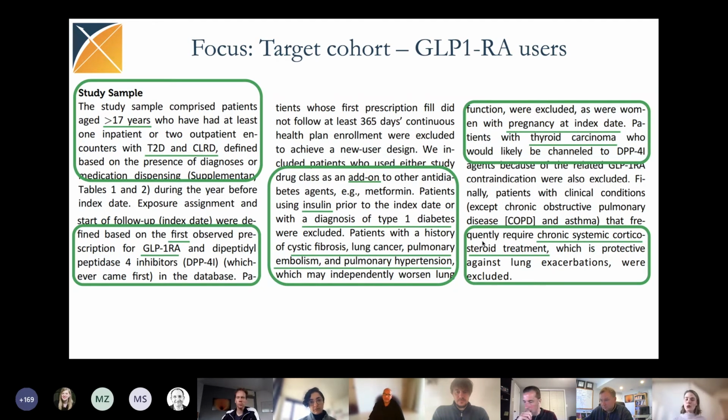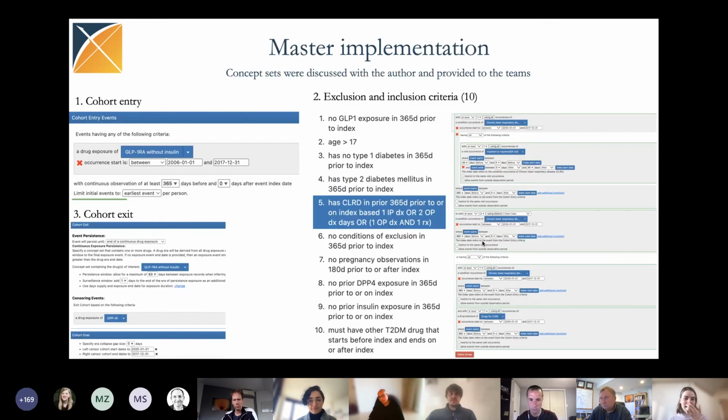We went on to create the master cohort definition out of this text and some supplementary materials. These 5 sentences, in fact, turned out to be a huge cohort definition which specified the cohort entry and the cohort exit. So we had to specify the start and end date, duration, and all of the right censoring criteria. We also had exclusion and inclusion criteria, 10 in total.